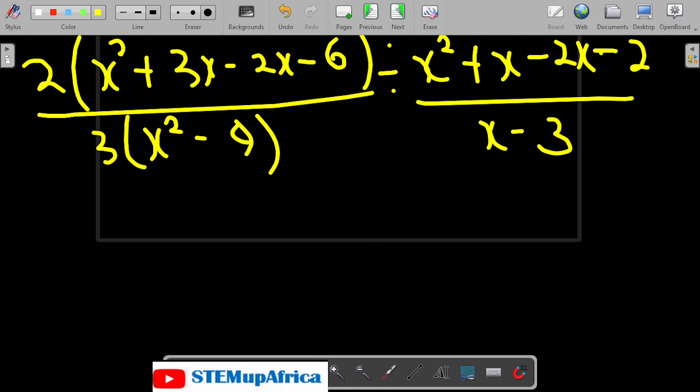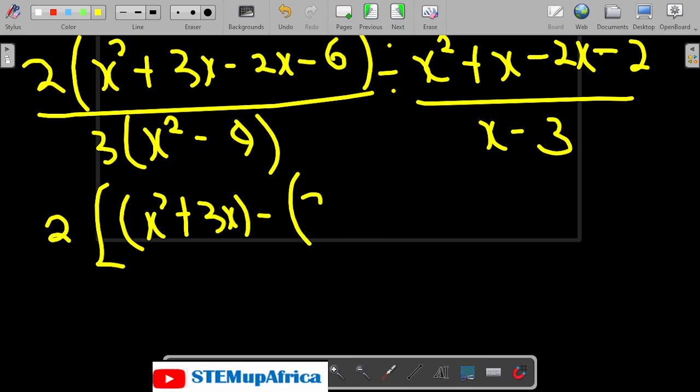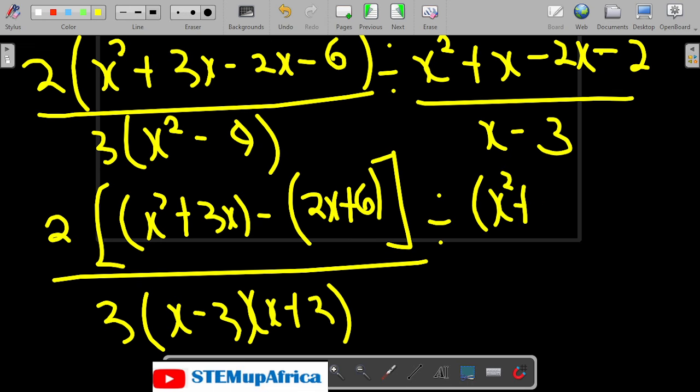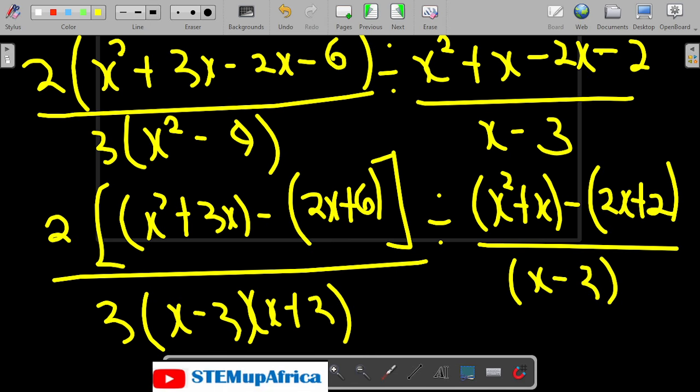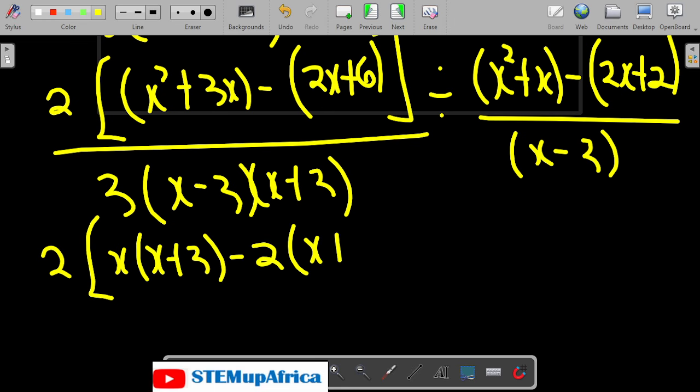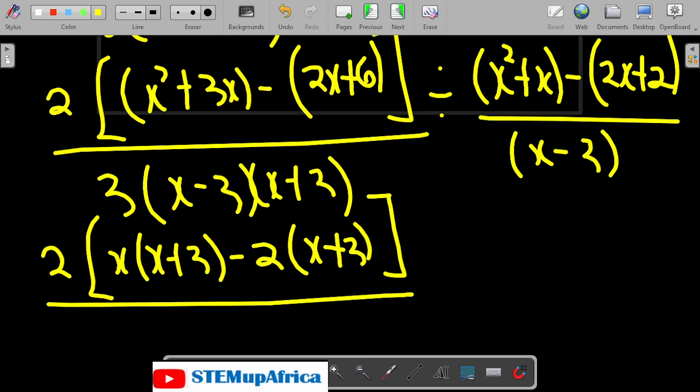So if I simplify now by bracketing the first two, I have 2 into x squared plus 3x, minus 2x plus 6, over 3 into x squared minus 9. I can apply the concept of difference of two squares, so I'm having x minus 3, x plus 3. Here, I'll bracket the first two also, x squared plus x, and the last two, minus 2x minus 2, over x minus 3. So what is common from the first bracket in the first expression? Having 2 into x plus 3 minus 2 into x plus 3, over 3 into x minus 3, x plus 3.